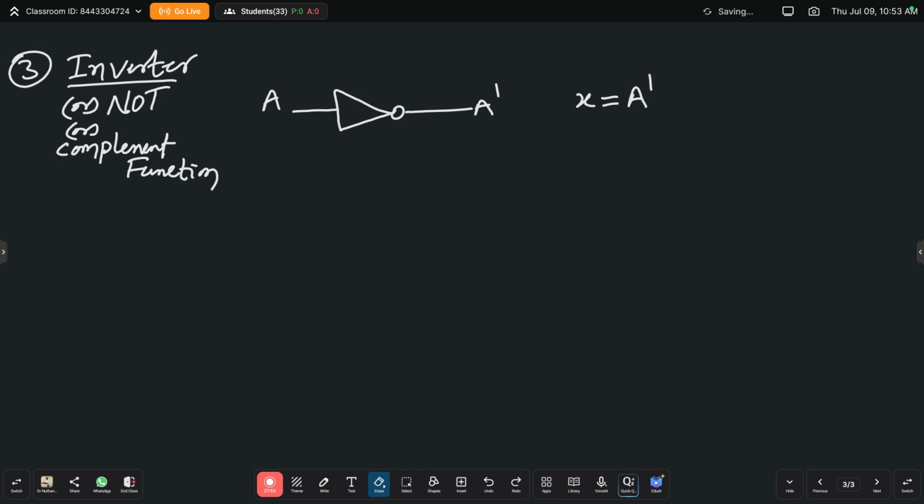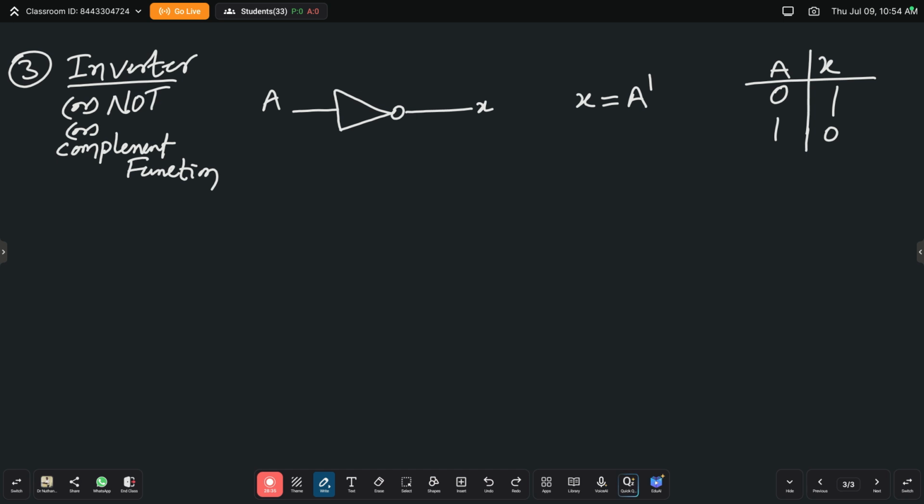Otherwise, it was both. The input is A, the output is X. What is X? X equals A dash. Because we are following this structure. Otherwise, A dash also you can write, not a problem. So what is the truth table? A, output is X. Correct? 0 gives 1, 1 gives 0. So all these gates we are going to use in future. That is why please remember this. Clear?